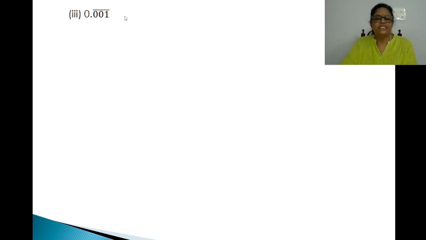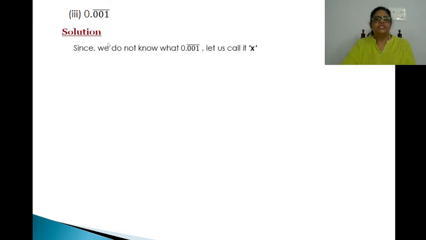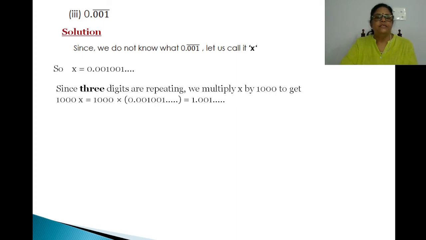0.001 bar. Here three digits are repeating. Since we do not know what 0.001 bar is, let us call it x. So x is equal to 0.001 bar. That means 0.001, 001, etc. How many digits are repeating? Three digits are repeating. Since three digits are repeating, we multiply x by 1000: left hand side into 1000 is equal to right hand side into 1000.